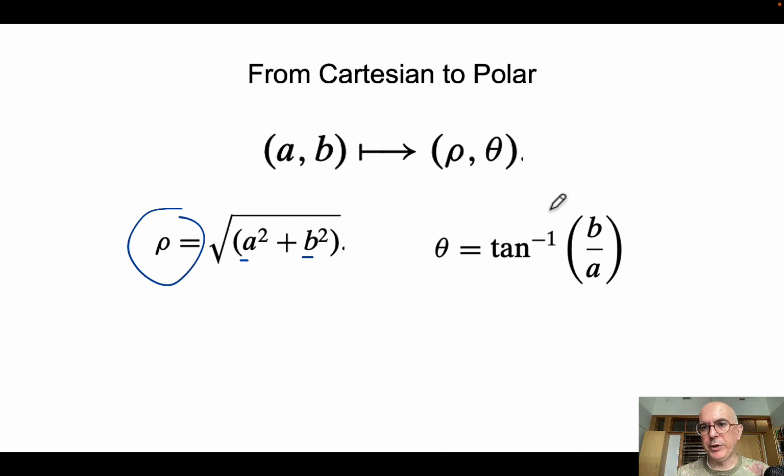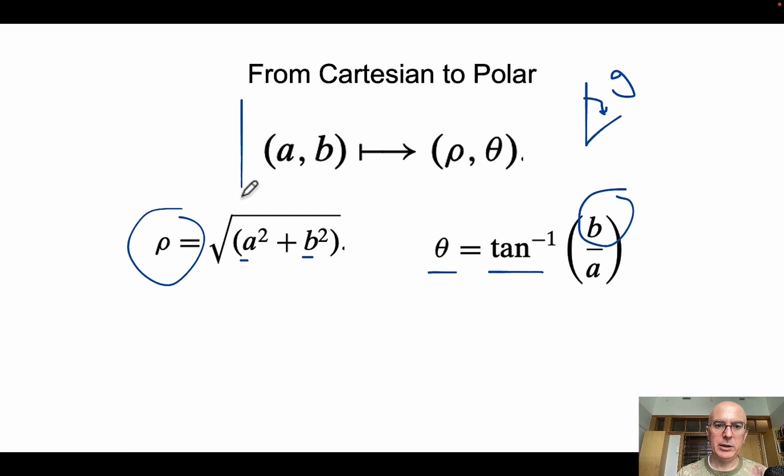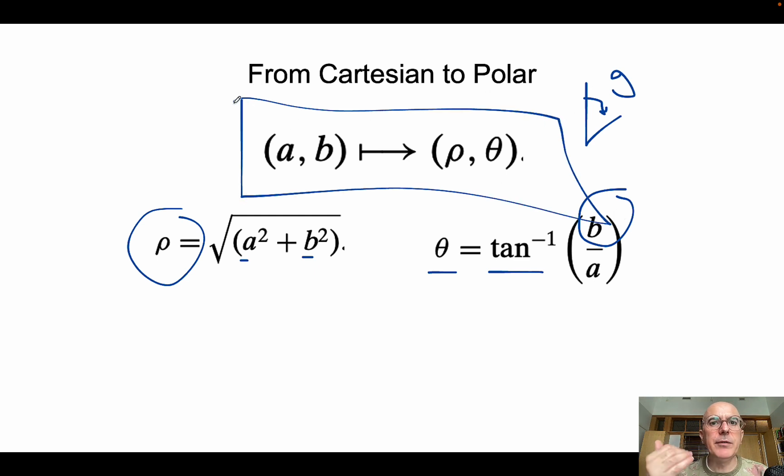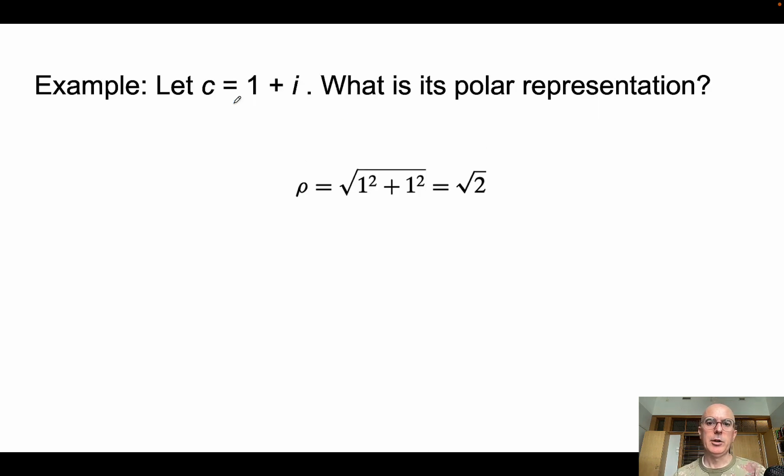Then the other part, we need to have the angle theta, so we can calculate the angle as the arctangent of the factor, where at the denominator we have a, that is the real part of our complex number, and at the numerator b, the imaginary part. So it's important that at any time, a given complex number can be switched back and forth from Cartesian to polar description. So let's see, for instance, an example here.